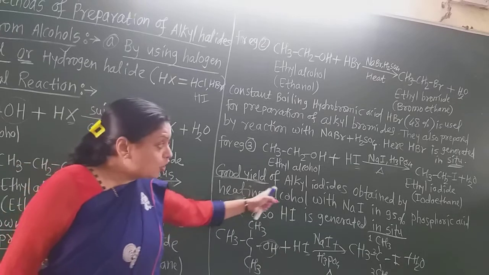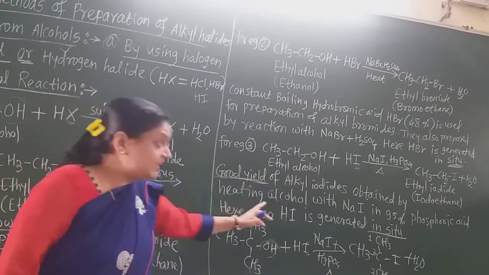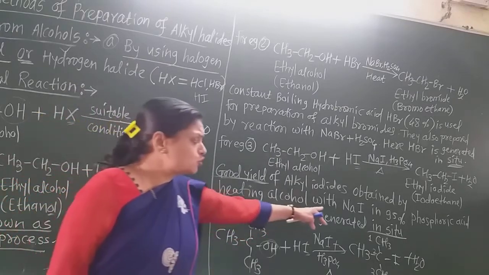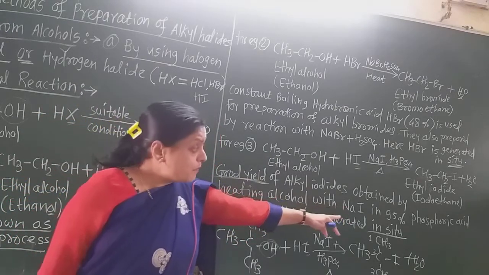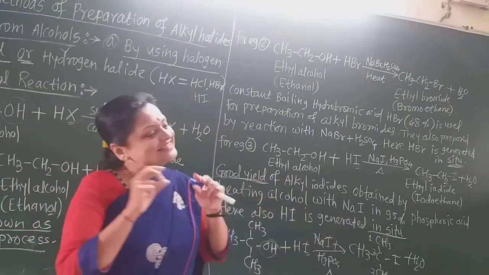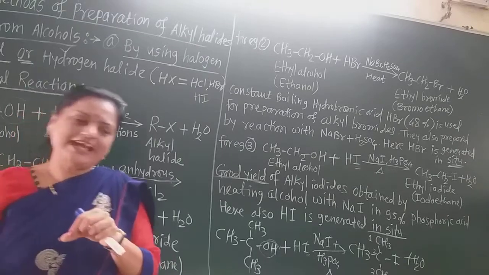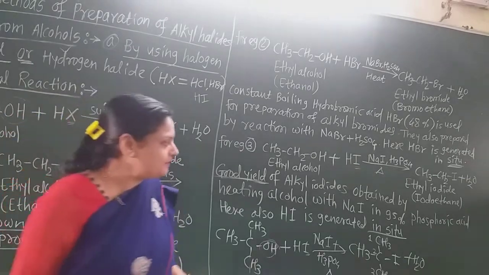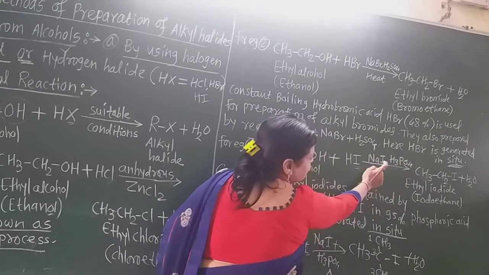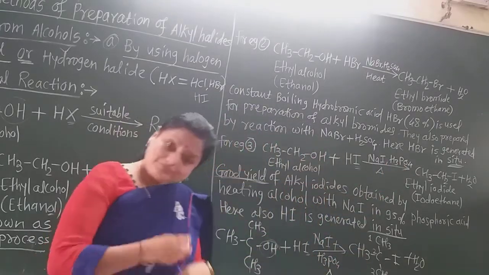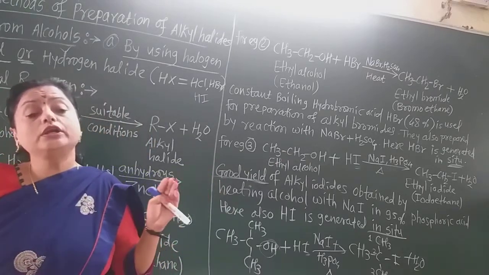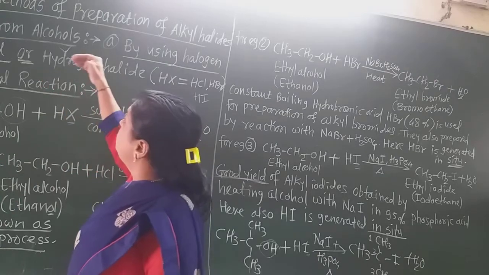And so a good yield of alkyl iodide is obtained by heating alcohol, any alcohol you can take, with sodium iodide and 95% phosphoric acid. Here HI is also generated in situ in the reaction mixture. It is not added directly, but there is generation of this HI by reaction of NaI and H3PO4. One H and this I form the HI in situ, and in this way the reaction is carried out. Now this is only one sub method of using the alcohol.